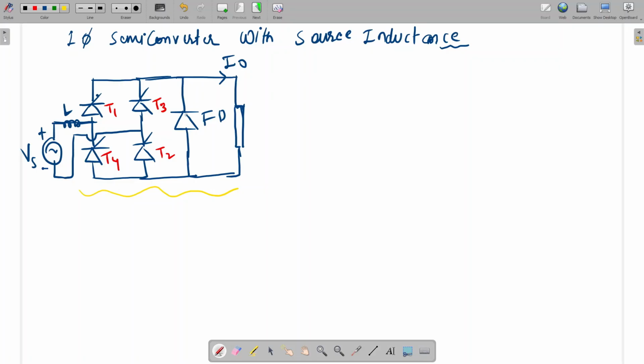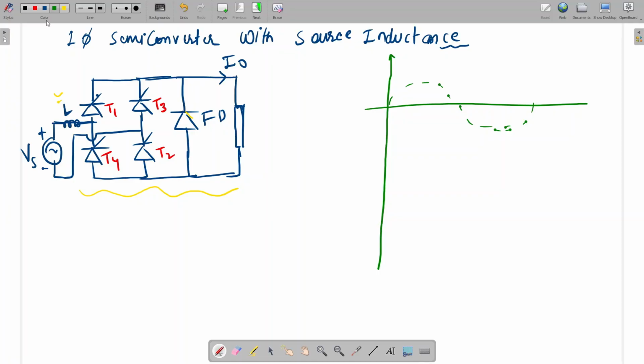So this is with freewheeling diodes. All four thyristors are there: T1, T2, T3, T4, and one freewheeling diode, and this source inductance is L. First I will draw the waveform without the effect of the source inductance. Let's say this is the source voltage.